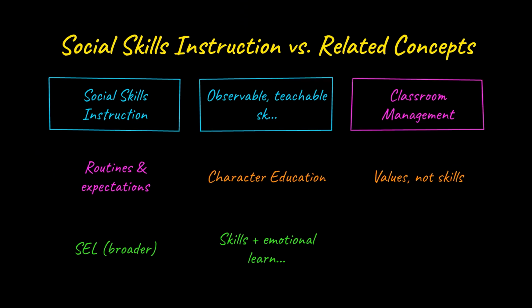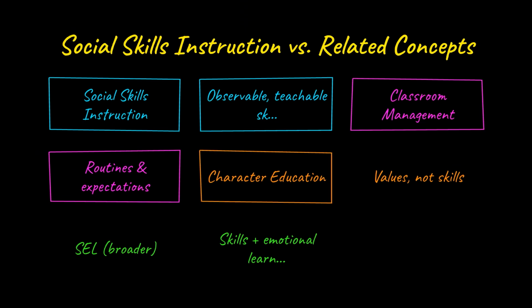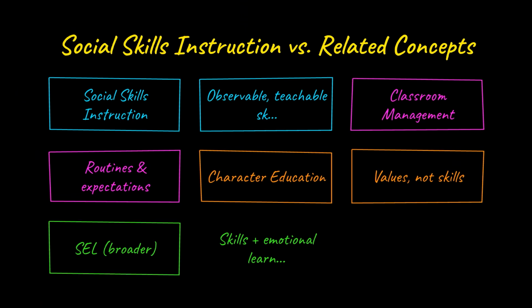Classroom management addresses routines and expectations, not specific skill teaching. Character education focuses on values. Social emotional learning is broader. Social skills instruction is a specific, observable subset of it.